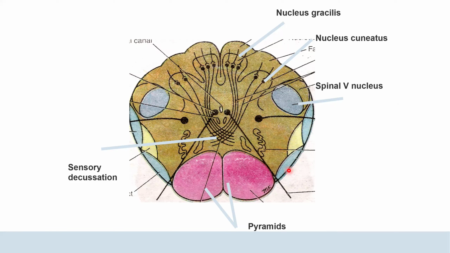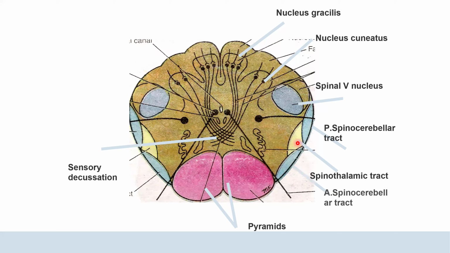Now on the sides here, we're going to have, once again, this is very lateral. So this is going to be some kind of sensory tract. Here, this is going to be the spinocerebellar tract, and then here is going to be the spinothalamic tract. Okay? Is that clear? Oh, yes. Okay. All right.